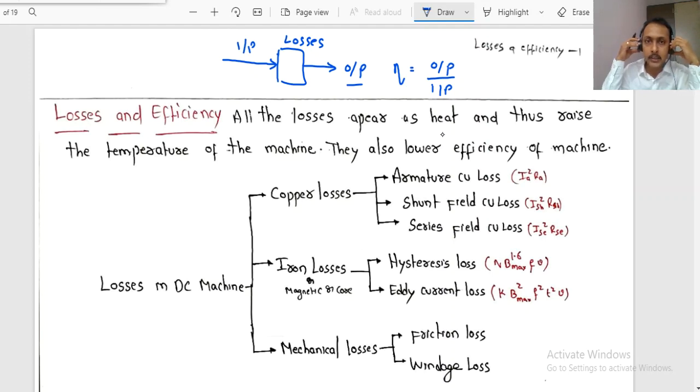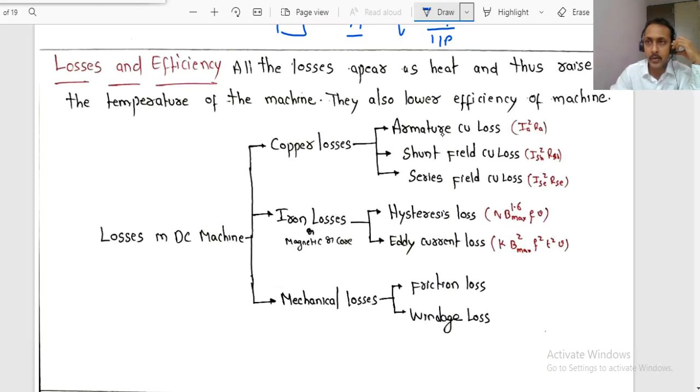With respect to the DC machines, this is the major classification. As we have discussed earlier with respect to the principle of operation of a DC machine, we have armature winding, field winding, and also some rotating parts. Because of all these things, there will be some amount of losses. Because of these losses, there will be a rise in the temperature of the machine, and it will also lower the efficiency of the machine.